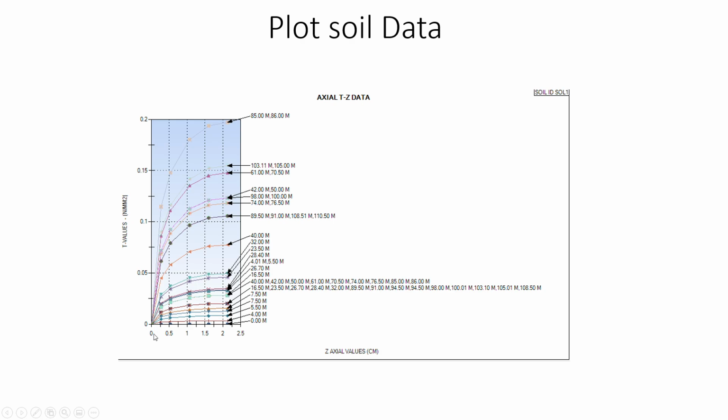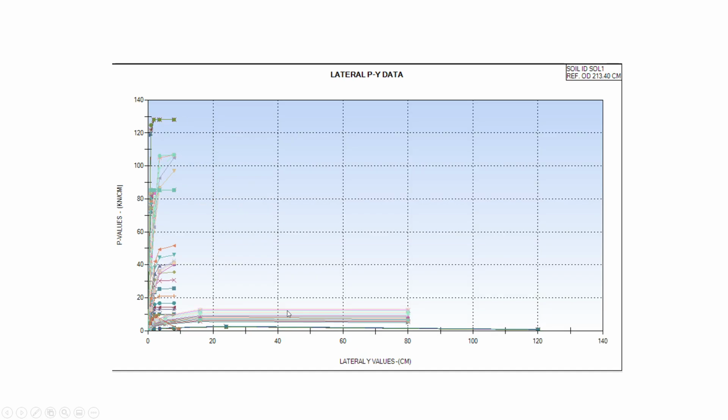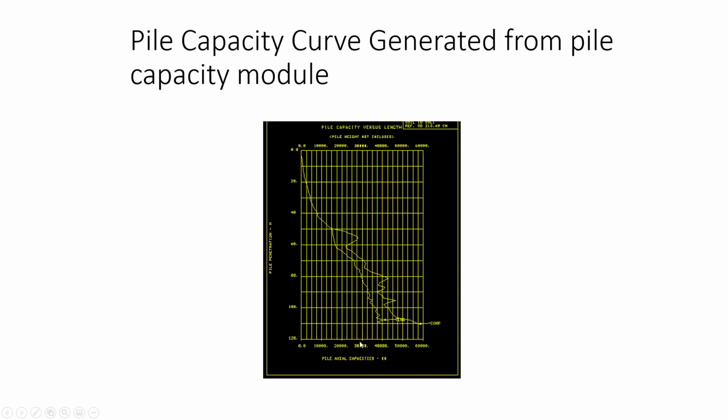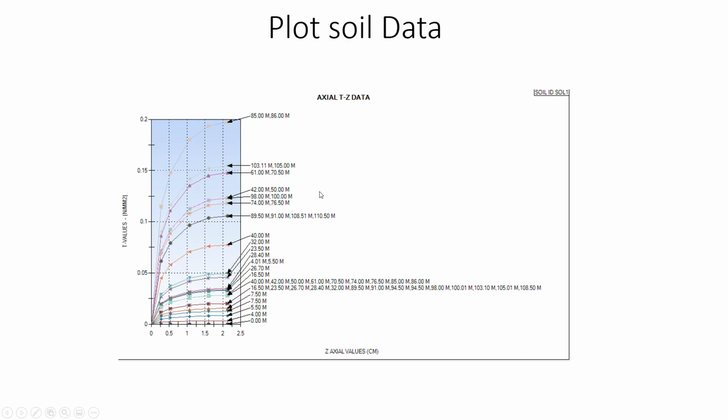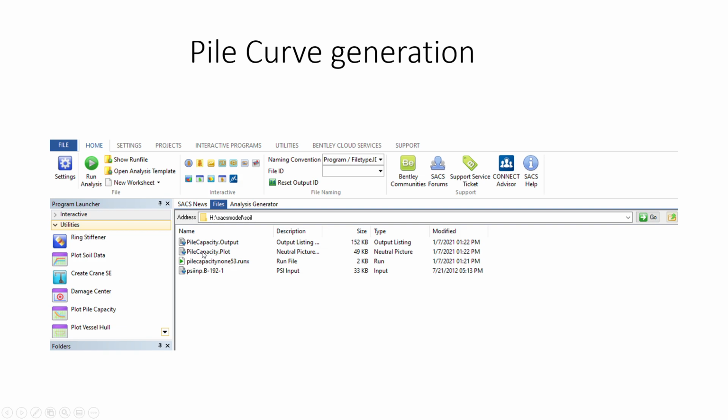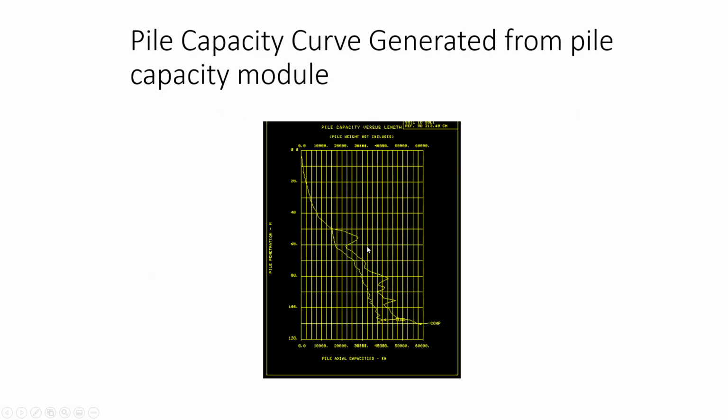So you can see all curves are starting from 0 comma 0 up to the meter, 85th meter, 103, 61, something like that. So it will be created. This is for the py data, it is created here, and this is the end bearing. Okay, and after finishing this, if you click this pile capacity output, you will get this curve. It will plot the pile penetration versus capacity.